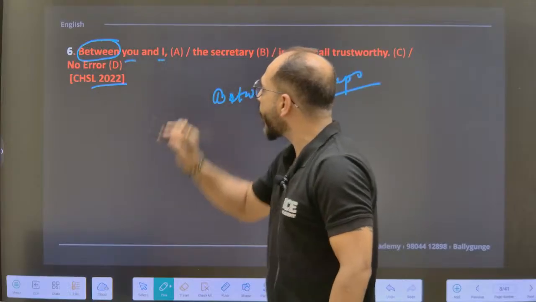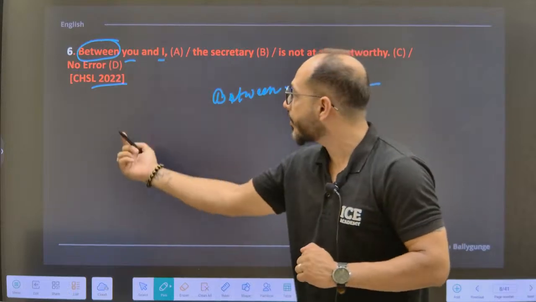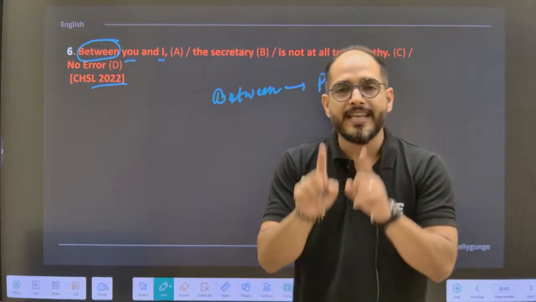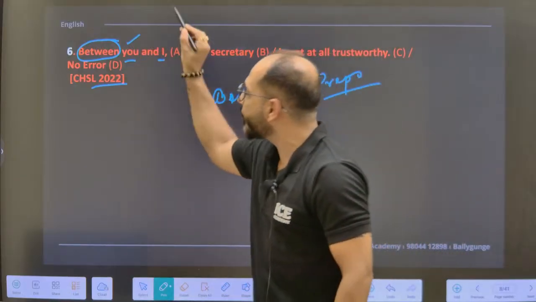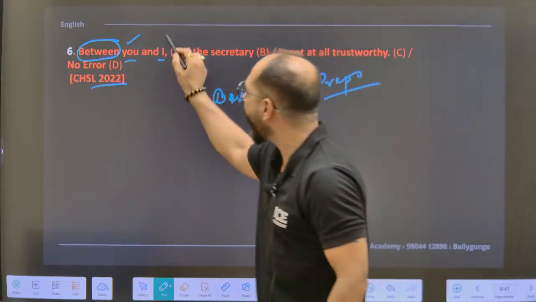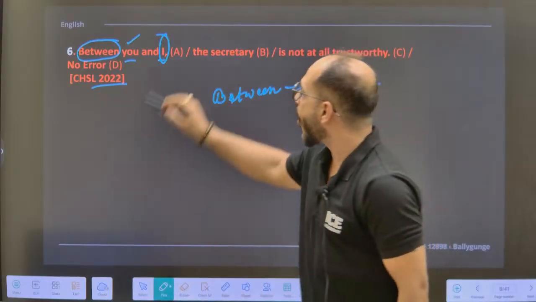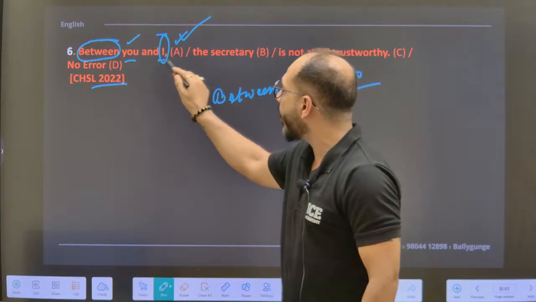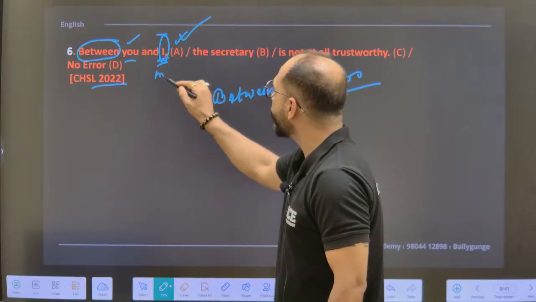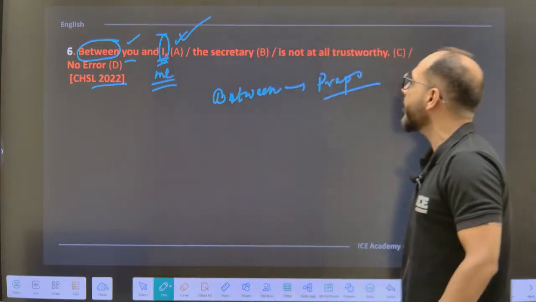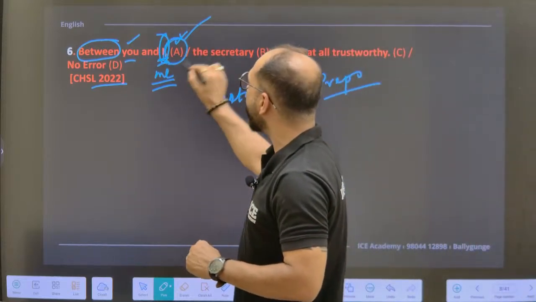Now here two pronouns have been written, you and I. We have already discussed this in the previous question, that a preposition is followed by an objective case pronoun, right? Now you, that is the objective case pronoun, there is no problem with that. But I is the subjective case pronoun. Therefore the sentence is wrong here. You cannot use a subjective case pronoun with between, a preposition. Therefore it should be: between you and me, the secretary is not at all trustworthy. So the error lies in the A part of the sentence.